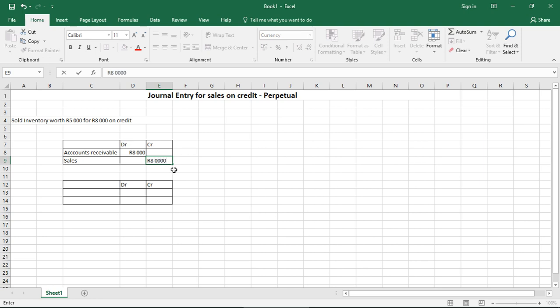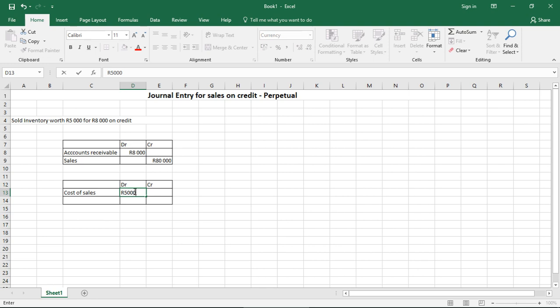Now we've done the journal entry for the sale. The next thing we need to do is adjust our inventory in our books, because this is the perpetual inventory system. So we have a decrease in inventory. But what is the contra account? The contra account is the cost of sale. How much did you buy the inventory for? It tells us that we bought it for 5,000 rand. So you need to know that figure: how much did you buy the inventory that you just sold for? And that's what you put there.